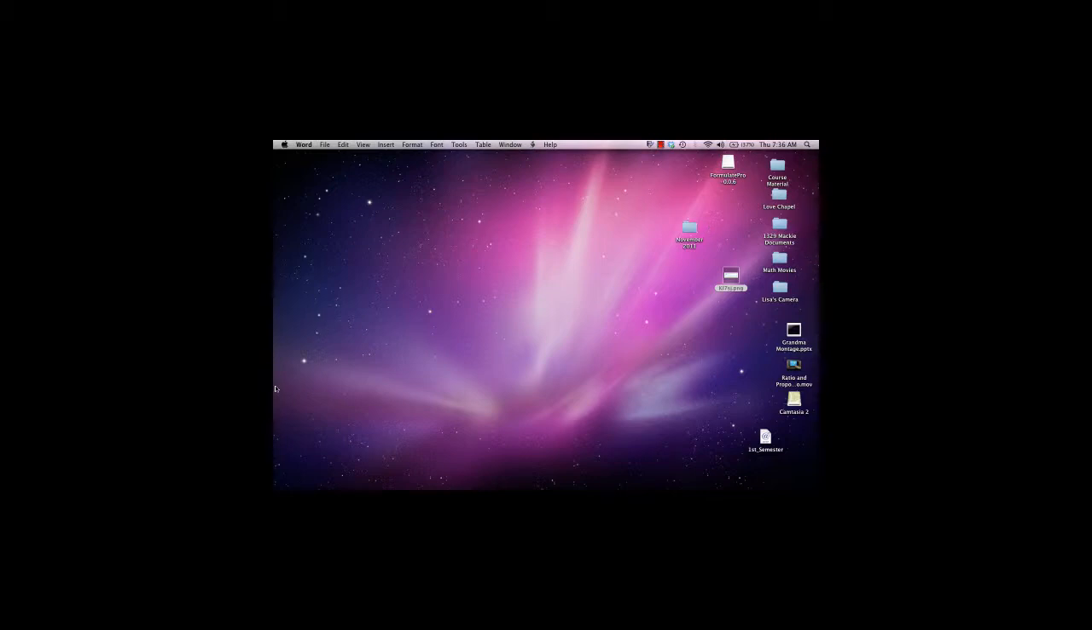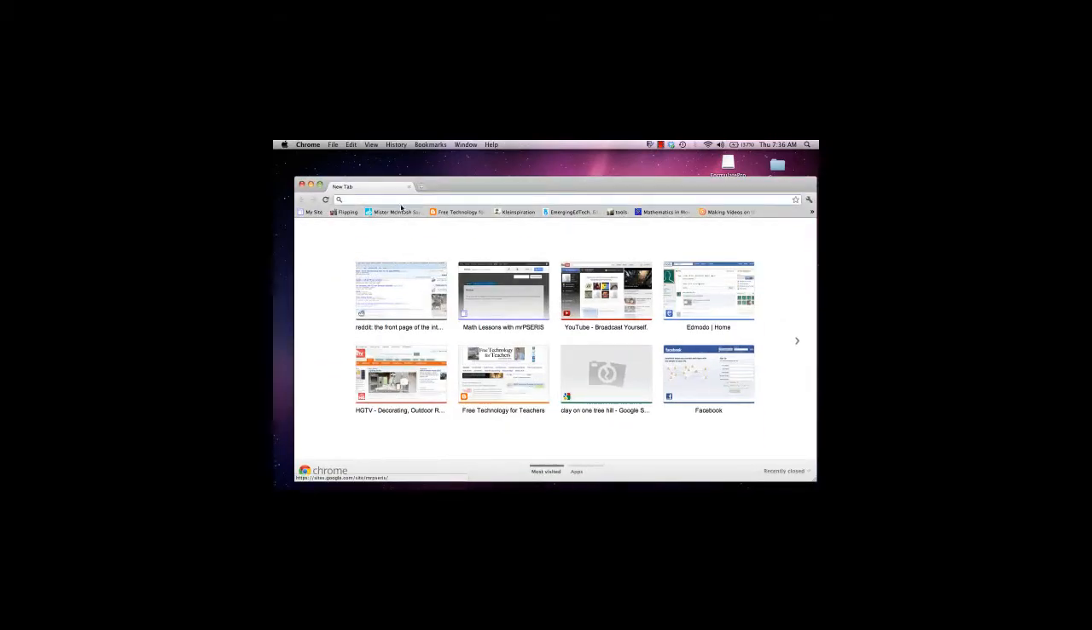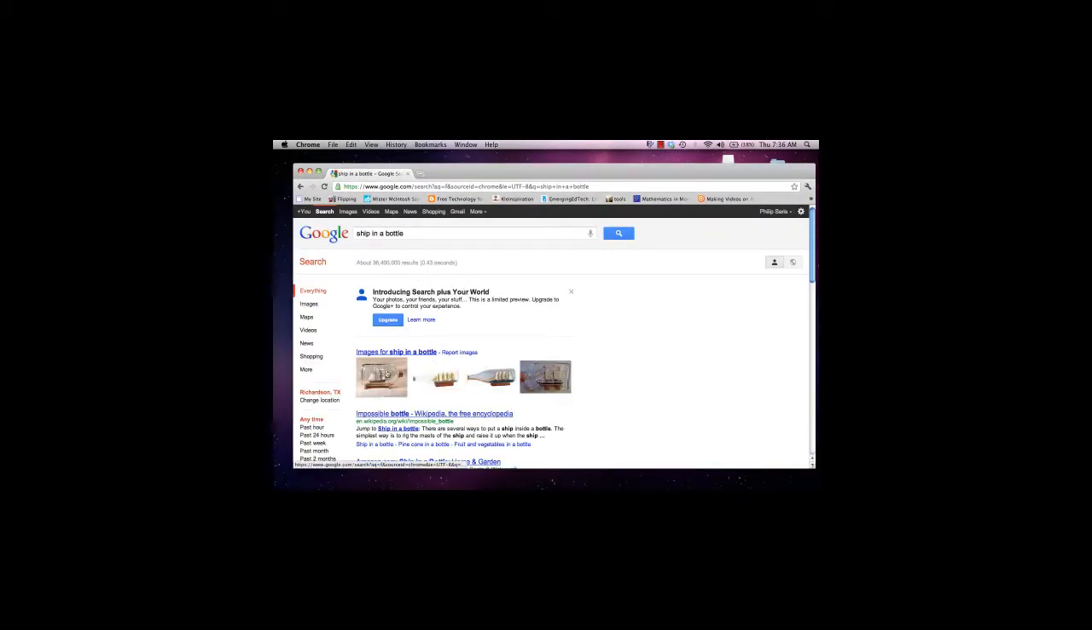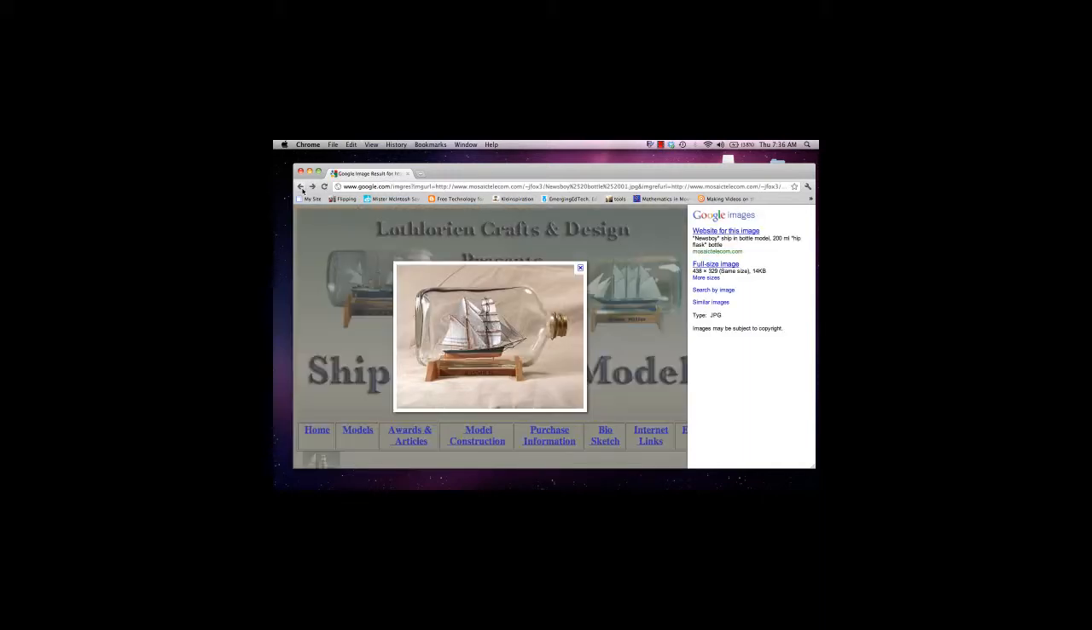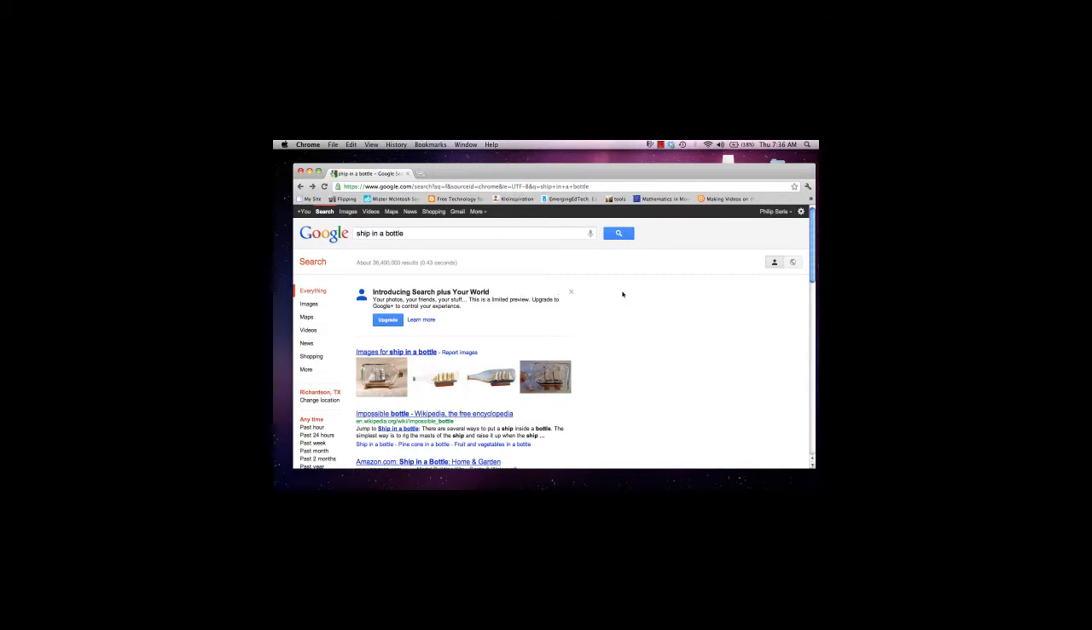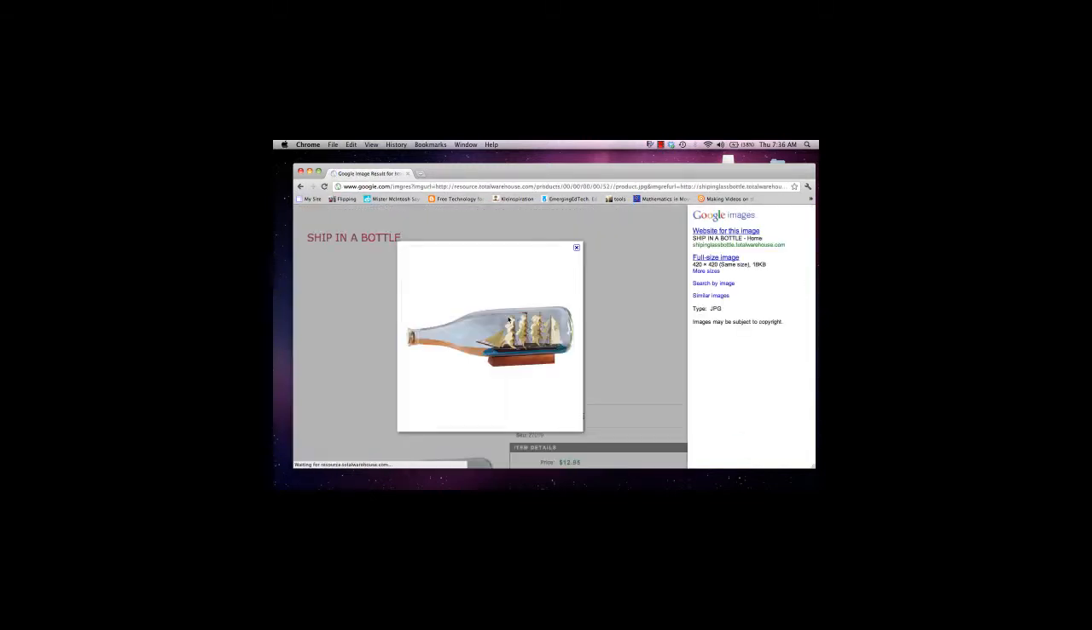Let's see. Okay. Ship in a bottle. This one looks pretty cool. Whoa. Man, that is awesome. Hang on a second. Let's see. Oh, this one looks neat. That one's really big inside there. That's got a lot of sails. I wonder how they get it in there.